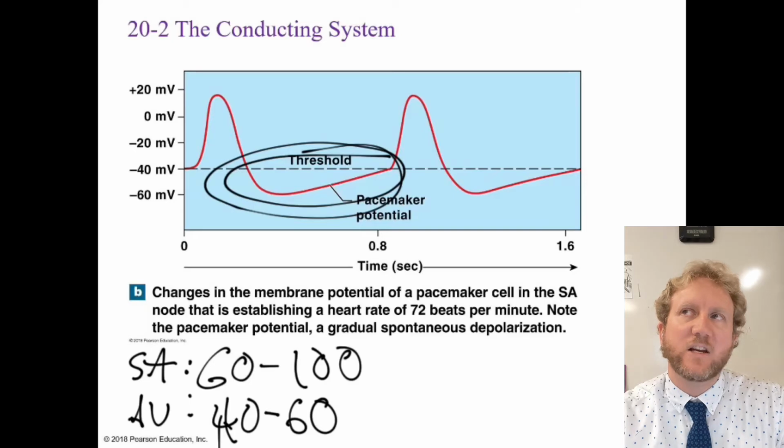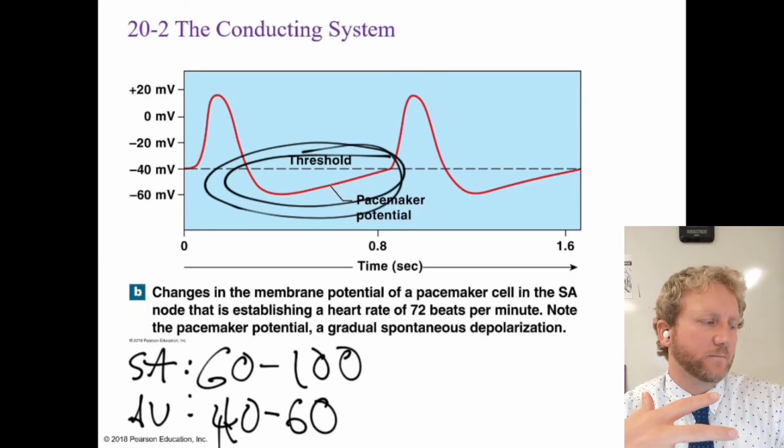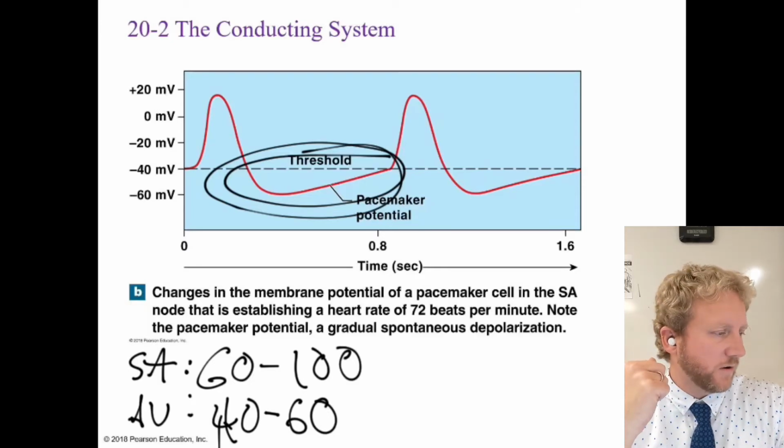So the SA node is going to set the pace. The AV node is going to sort of regulate that a little bit to allow contractions to spread throughout the larger sections of the heart.